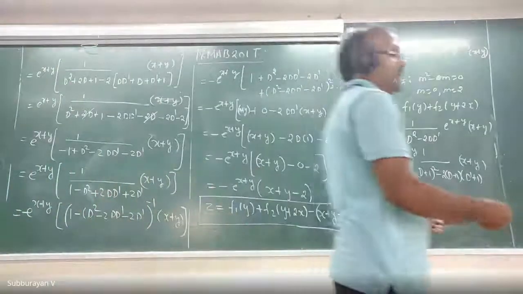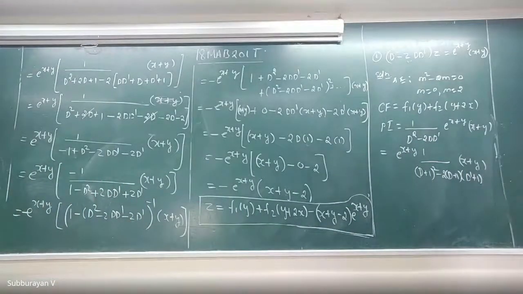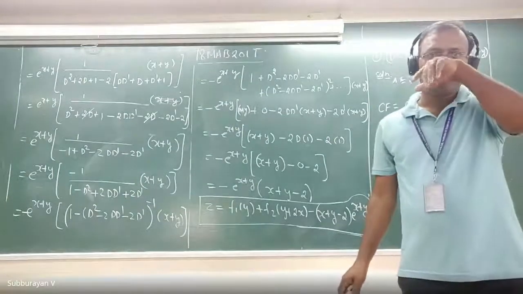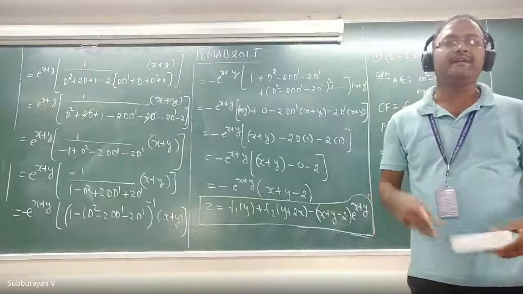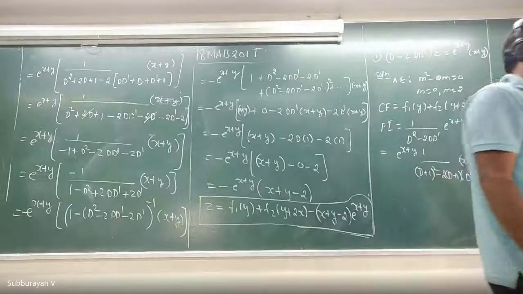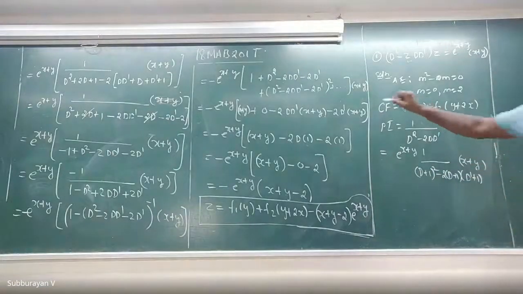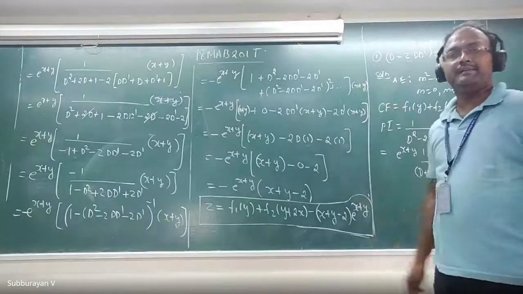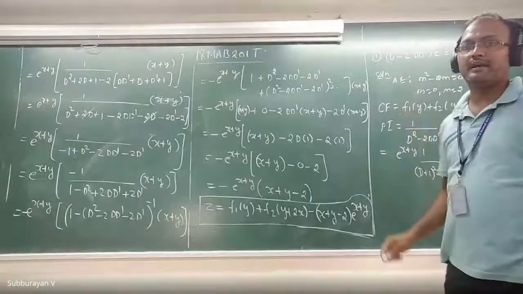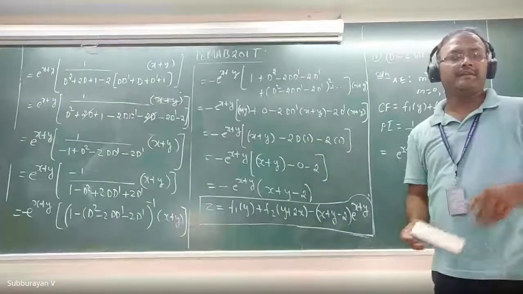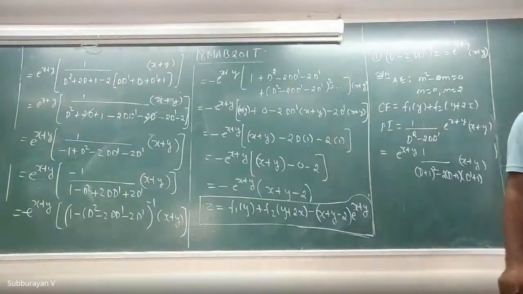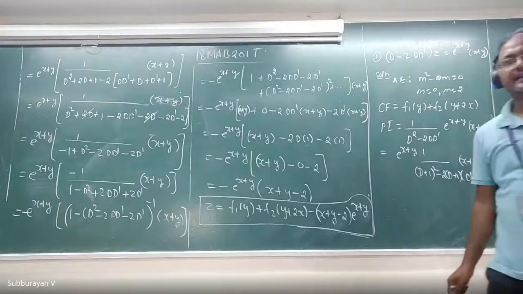Very simple. We should replace D by D plus a and D dash by D dash plus b. After that, apply the type 1 procedure, type 2 procedure, or type 3 procedure to find the particular integral. Actually, this problem, after replacing D by D plus a and D dash by D dash plus b, becomes a polynomial. Therefore, I applied the polynomial type, type 3 procedure. Okay, is that clear?